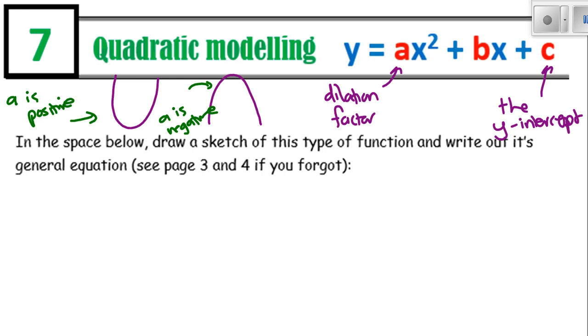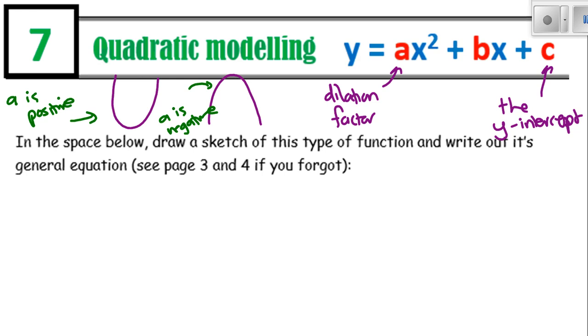Also, the dilation factor tells you if it widens or not. So the general setting is y equals x squared. If you make it y equals 3x squared, the graph becomes narrower. If you made it y equals 1/3 x squared, the graph would become wider. That's the general gist of that. B doesn't necessarily tell you anything useful in terms of the graph.